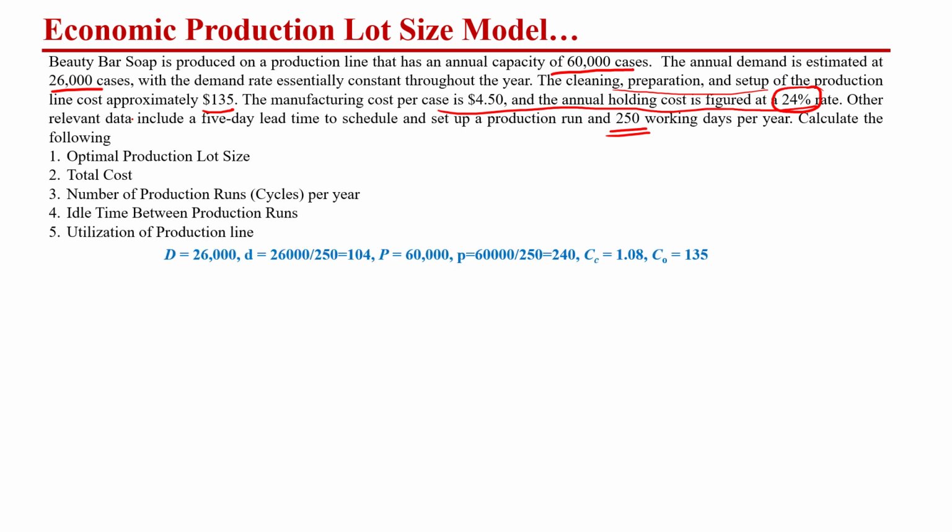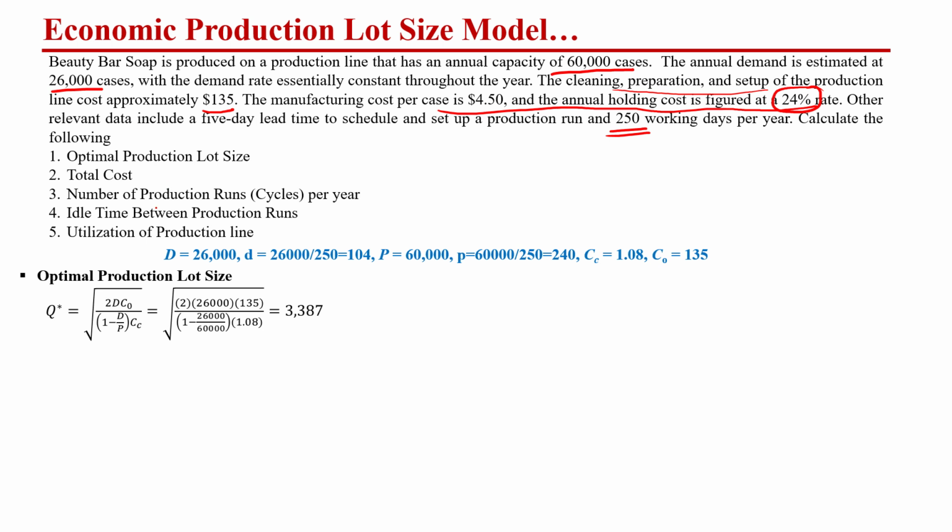In order to calculate the optimum cost, this is the annual demand, which is capital D. To calculate the daily demand, we use the annual demand divided by the number of days they are working in a year. This is the annual production capacity, and divided by 250 would be the daily production capacity. This is the carrying cost we get after multiplying 0.24 by 4.50, and then this is the order cost.